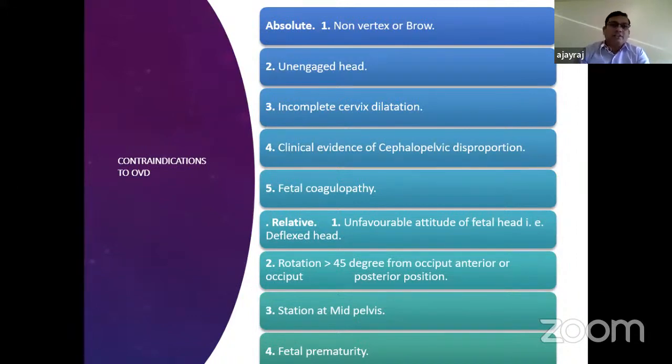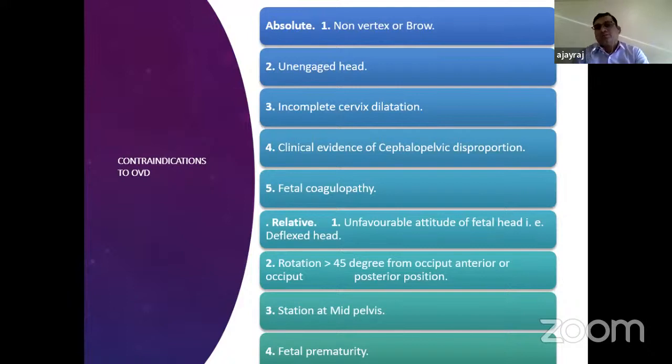In unengaged head, it is absolutely contraindicated. If there is incomplete cervical dilatation, then also we should not opt for operative vaginal delivery. Clinical evidence of cephalopelvic disproportion: if the head is still palpable abdominally and not engaged, then that is evidence of CPD. Fetal coagulopathy: if there are some bleeding disorders suspected in the fetus, then operative vaginal delivery should not be conducted.